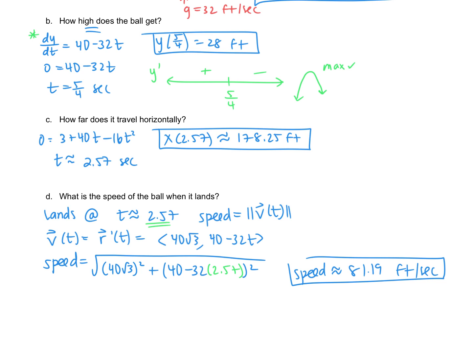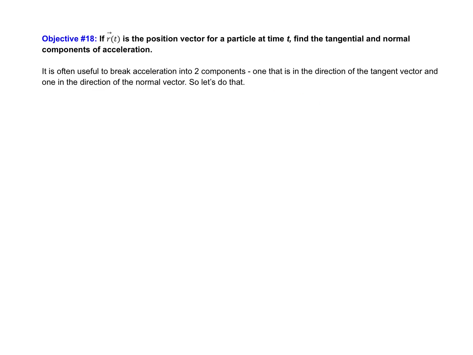Okay, so moving forward, now that we've done projectile motion, we're going to add on a little bit focusing on acceleration. So you can see from the objective at the top, what we're going to be doing is taking acceleration and breaking it into two different components, the tangential and the normal components. So we're going to derive what these components are and then look at some examples.